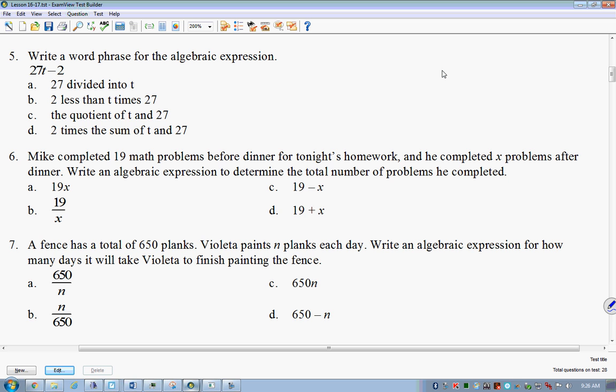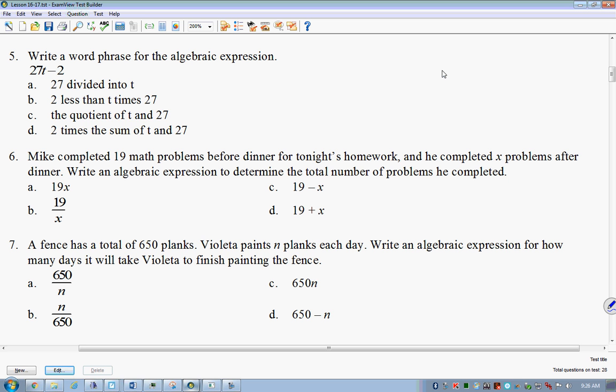Let's look at number 5. We want to write a word or phrase for the algebraic expression. What do you guys think? B, 2 less than t times 27. That looks right to me. Okay, so you want to be thoughtful about that. Let's see, make sure. Yep.